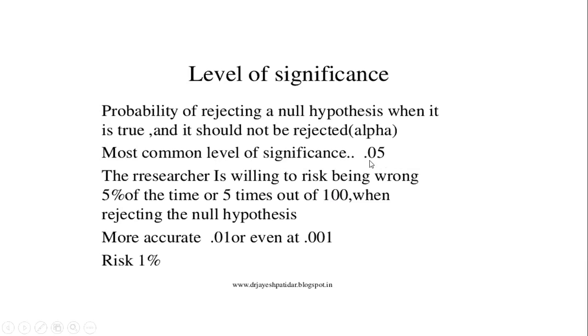So the most common significance value, it is a probability value, 0.05. For example, a researcher is willing to risk being wrong 5% of the time, or 5 times out of 100, when rejecting the null hypothesis. That is how we interpret this 0.05 significance. Someone can have a 5% risk of being wrong, only a 5% chance, right?